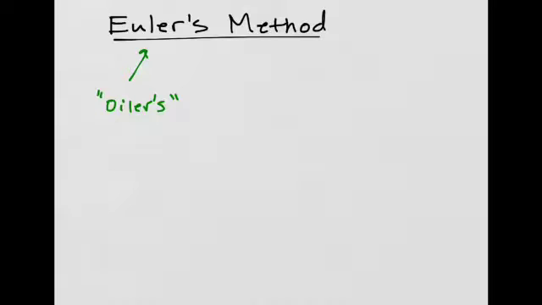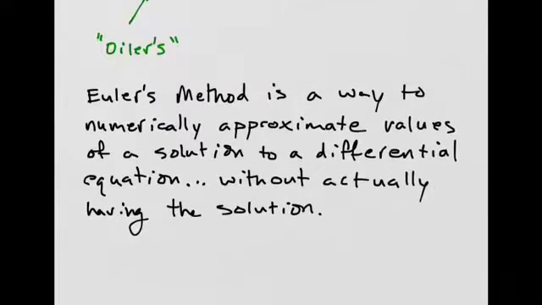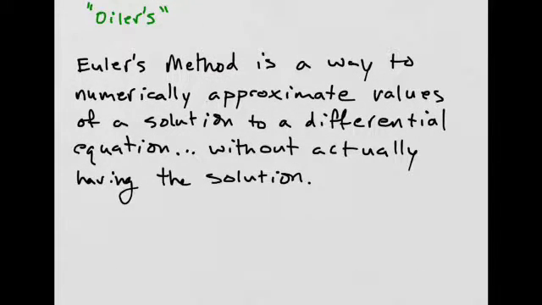So, Euler's method. What is Euler's method? Euler's method is a way to numerically approximate values of a solution to a differential equation without actually having that solution. What does that mean? It means if we have a differential equation, we can approximate values of its solution by using this method. Still, maybe you don't know what that means, so we should take a look at an example.